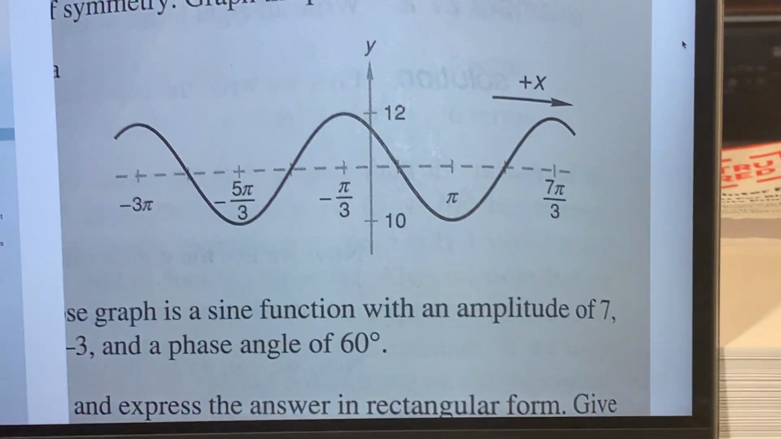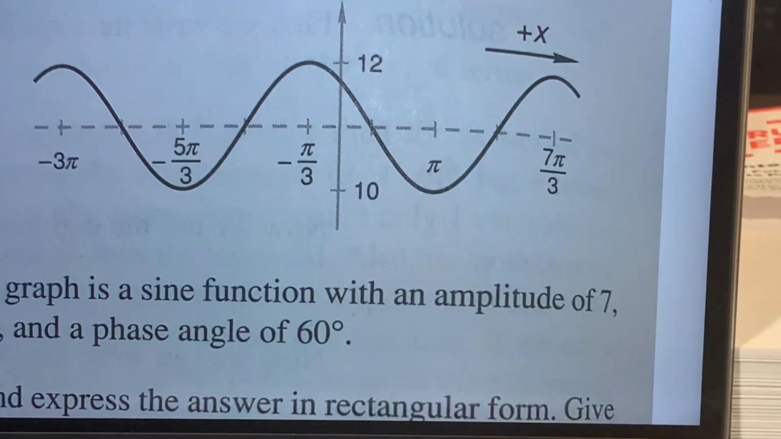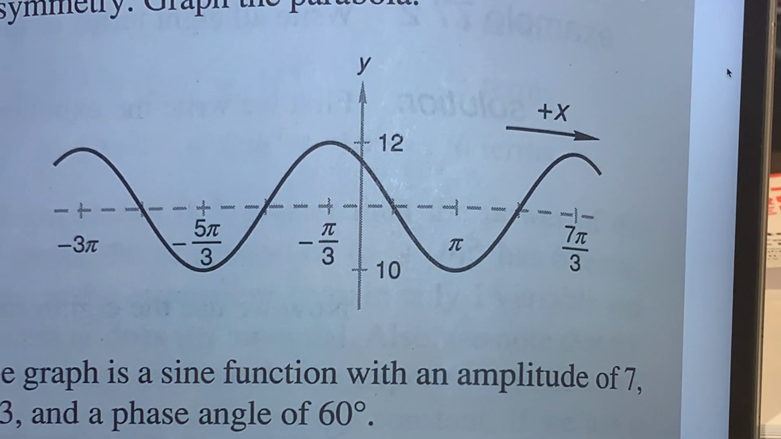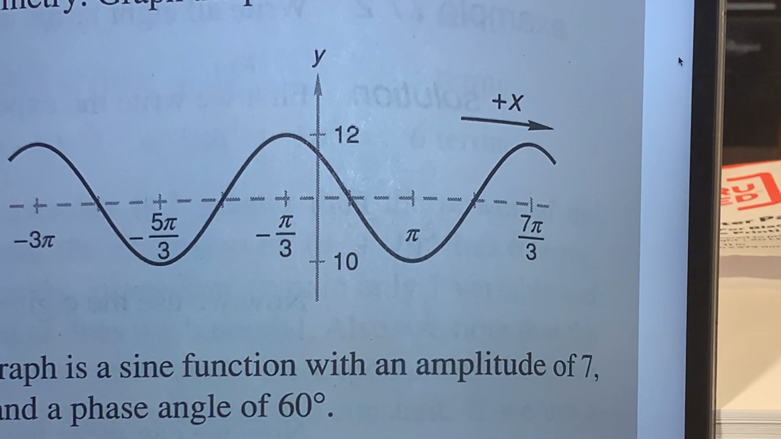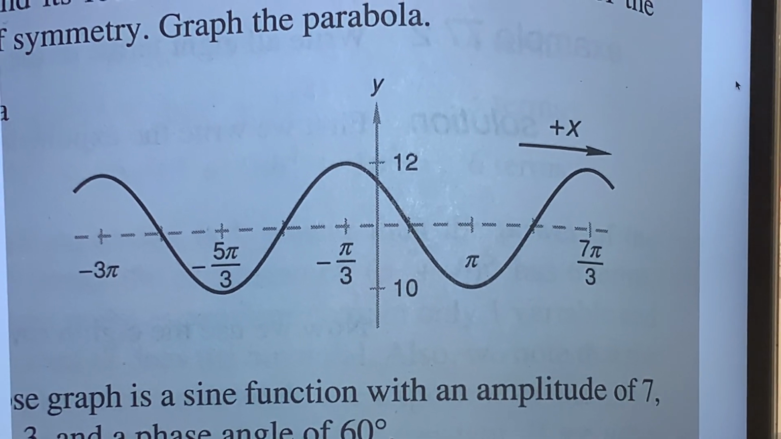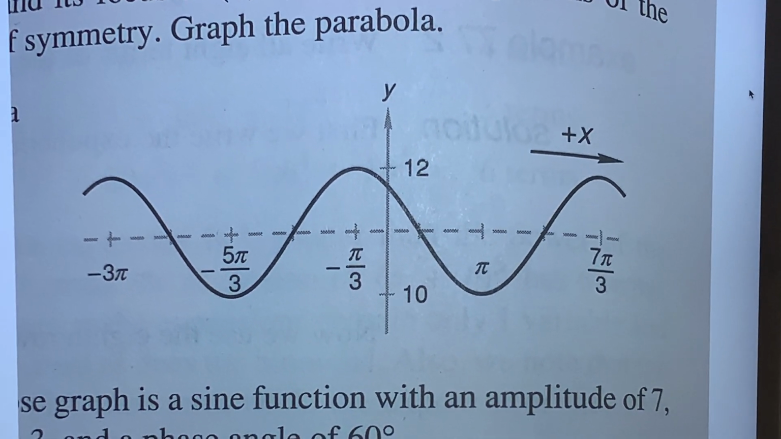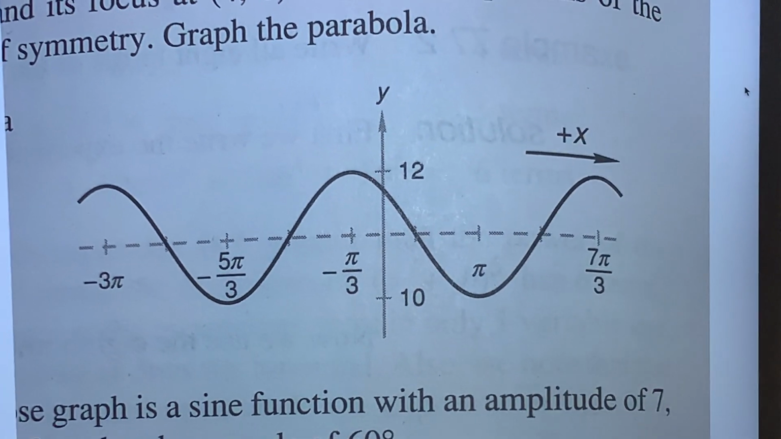It looks like this. So for A, it's the midpoint between 12 and 10, the top and the bottom. So you're going to do 12 plus 10 divided by 2. Then I need to know the amplitude, so the distance between the top and whatever I got for A. So it's going to be 12 minus whatever I get for A.